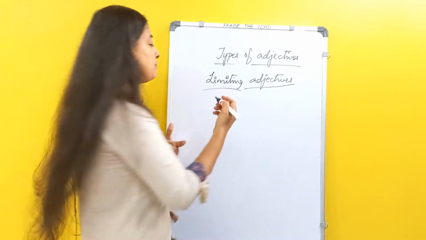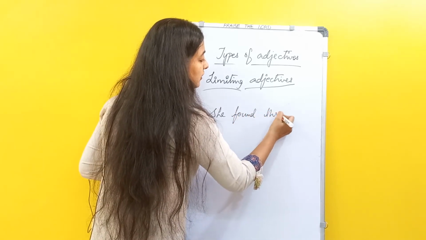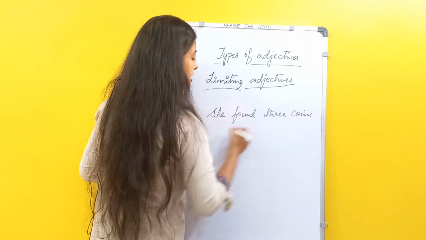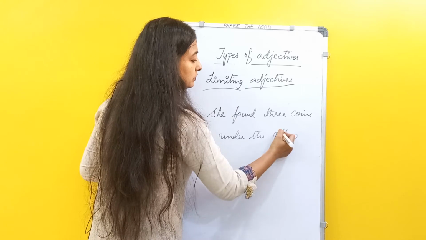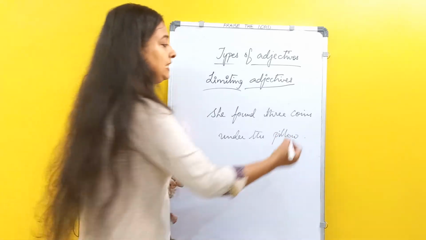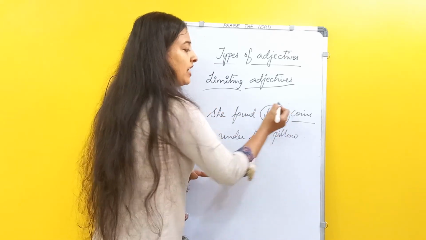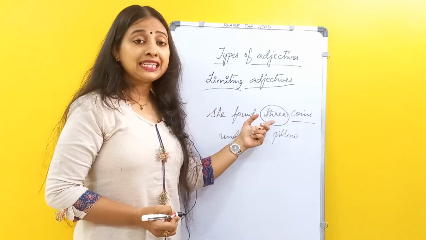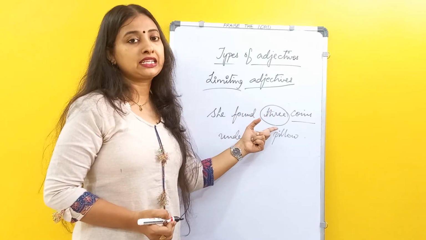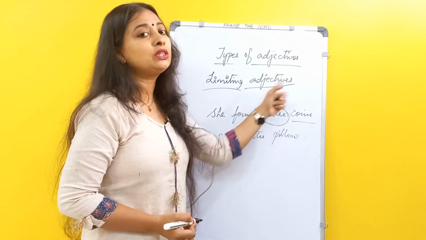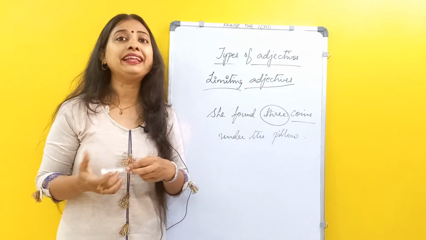Suppose I'm saying, she found 3 coins under the pillow. So coins here is the noun and it is being modified by the word 3. This 3 is nothing but a cardinal number, a quantifying adjective. Okay, quantifying adjective. So this in turn is nothing but a limiting adjective. So I hope you have understood what limiting adjectives are.